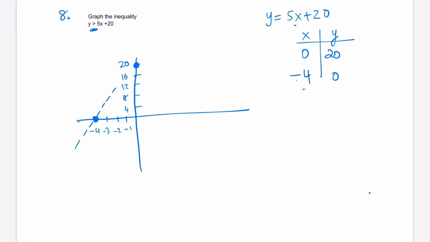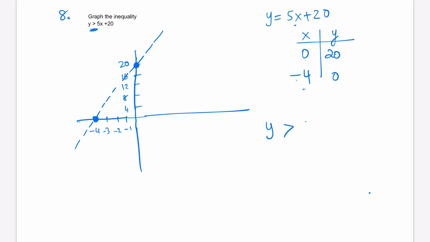Because there is no equality sign in the inequality question, I have to find out whether this region holds or that region holds. Whether it's above the line or below the line, I have to decide that and shade accordingly. Again, my favorite point is 0, 0. Pick the point 0, 0 and see whether the inequality holds.